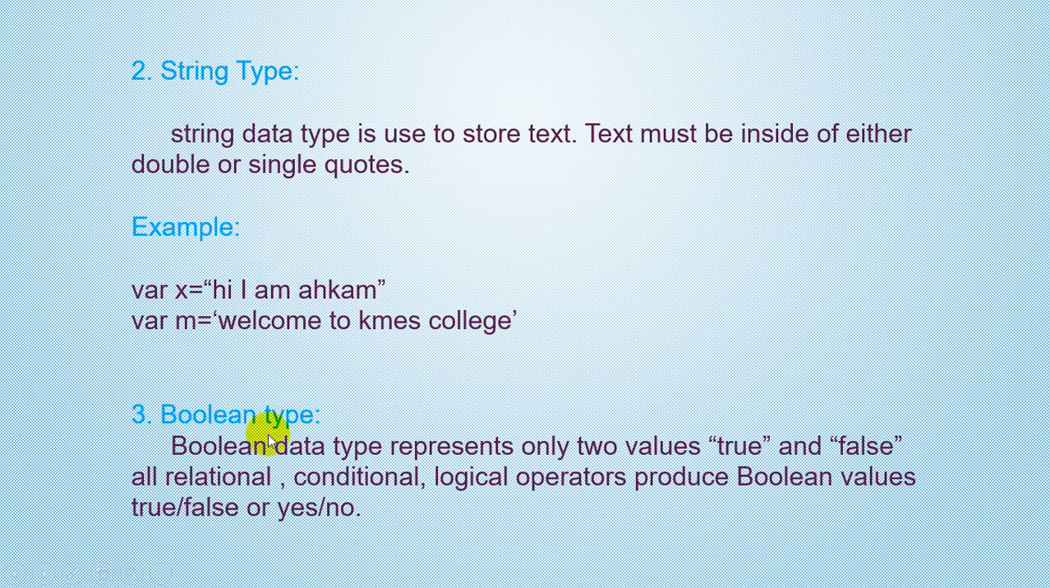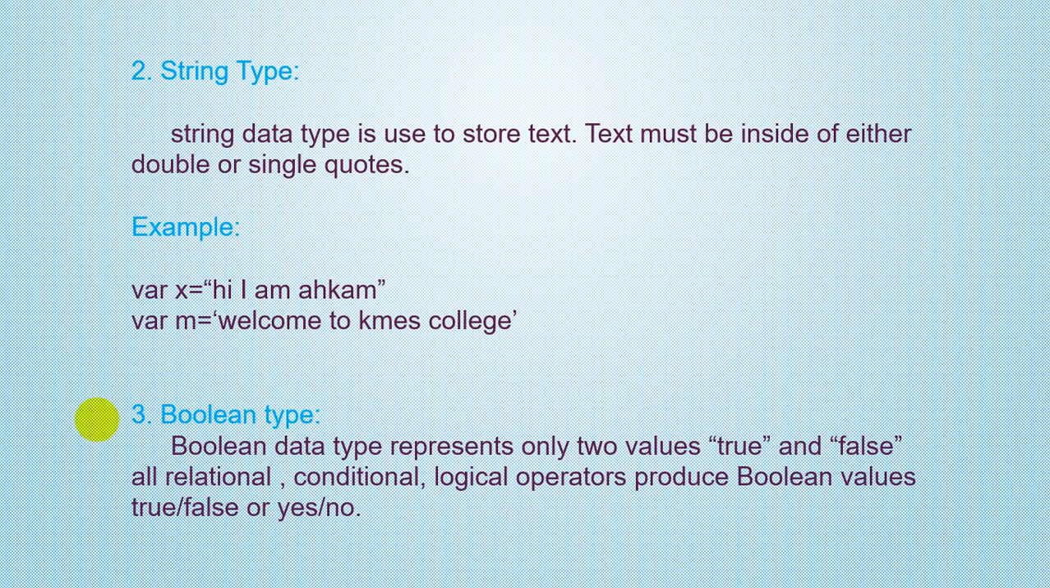The third data type is very important. That is boolean. What is meant by boolean? Boolean means either true or false. The boolean data type is used to store only one possible value at a time.